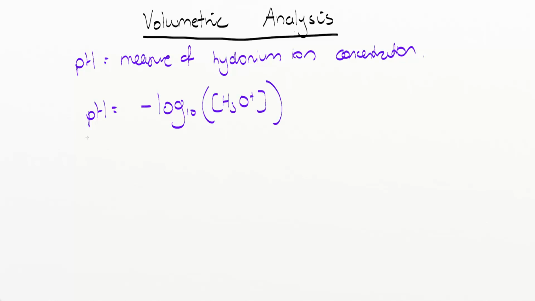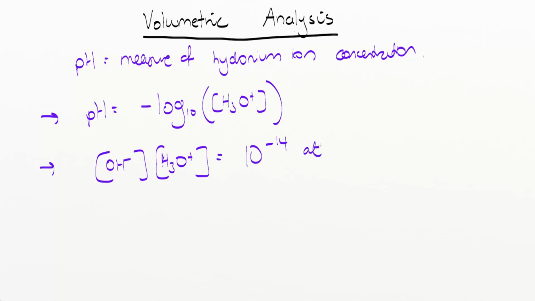Okay, there's only a couple of things that you need to know about this, right? The pH, you need to remember the first equation here. You need to remember the other equation, which is this: the concentration of OH minus multiplied by the concentration of H3O plus is equal to 10 to the power of minus 14 at 25 degrees Celsius. And the very last one that you can remember is that the pH plus the pOH equals 14.